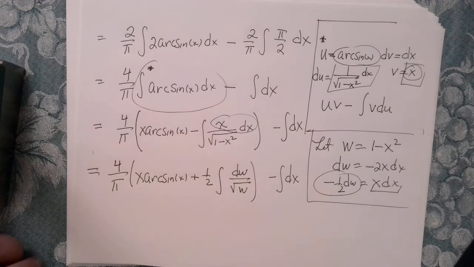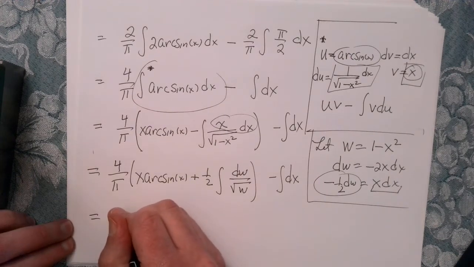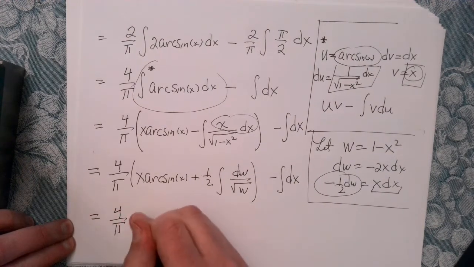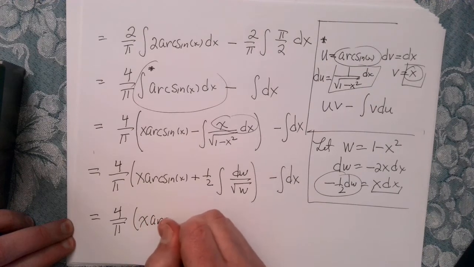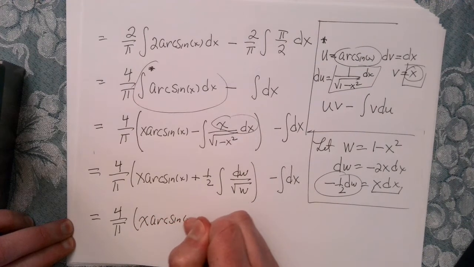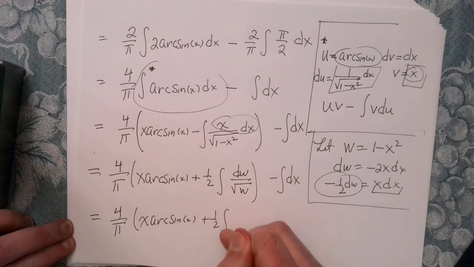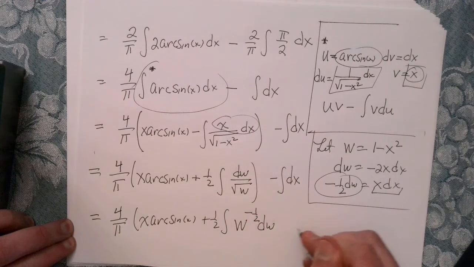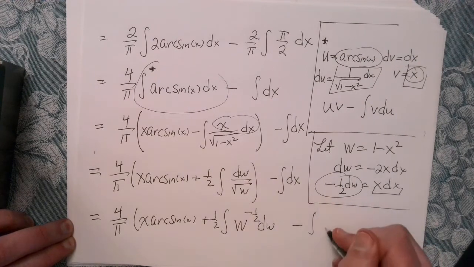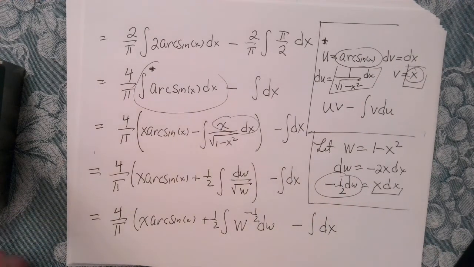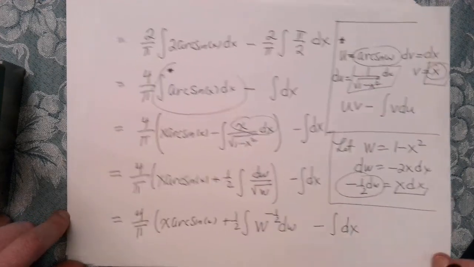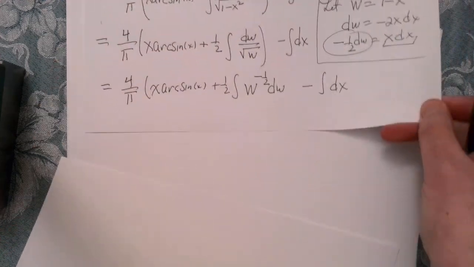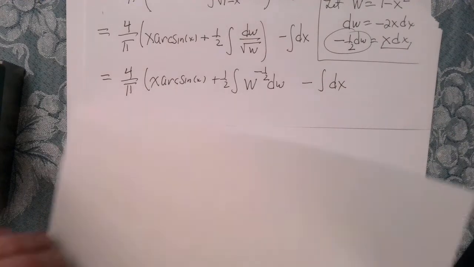I can bring this up and then start to think about using maybe the power rule. So that'll be w to the minus 1/2 power dw. And then we still have this from before, don't forget that. Okay, so this seems pretty promising. I'm happy with this. That's nice.